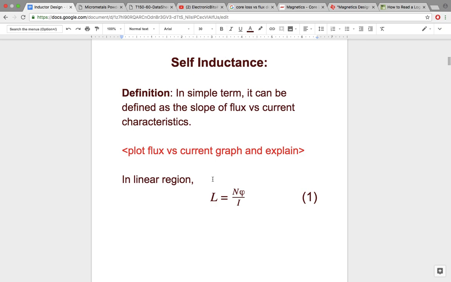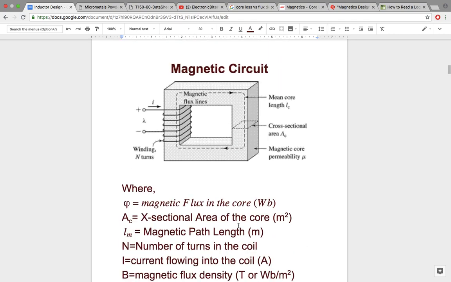So that is for one number of turns. If you have n number of turns in the coil, then it will be multiplied by n. So this equation one represents the basic definition for the self inductance.